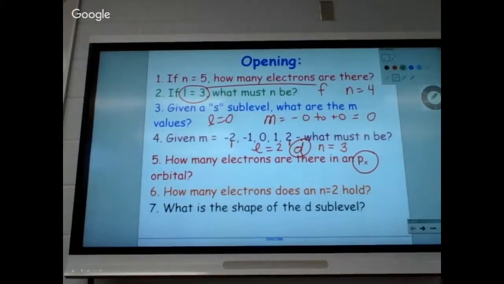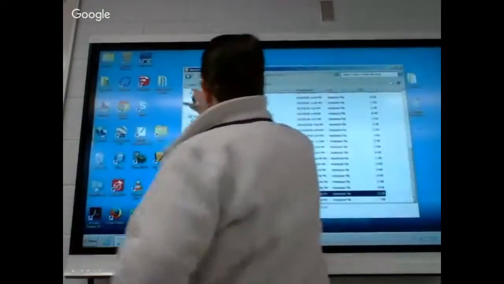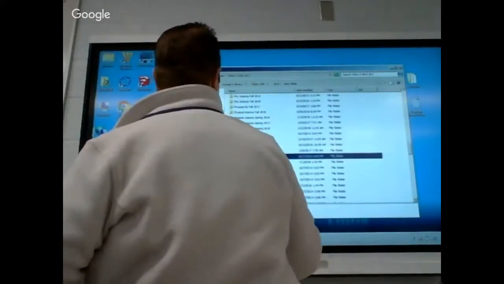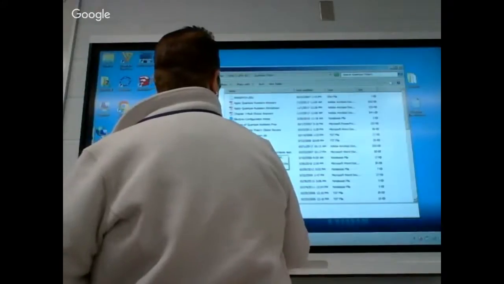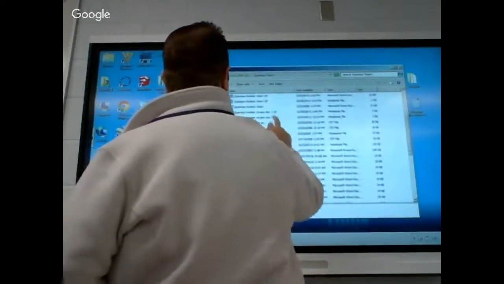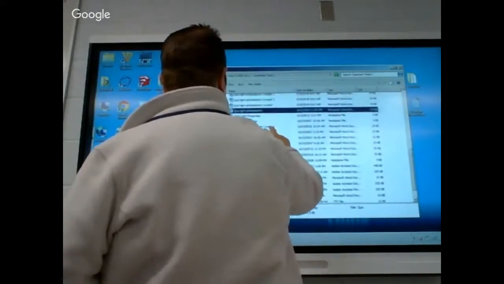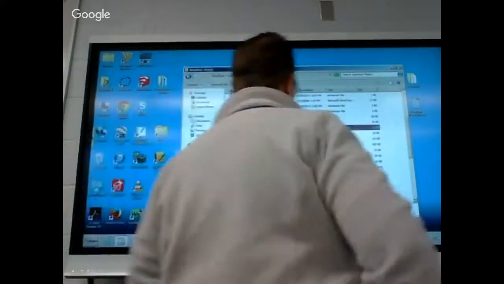All right, what else? We'll talk homework? Yes, no? Okay. All right, let's do the chart first, and then we'll talk questions. All right, where's the chart? Here, Owen.